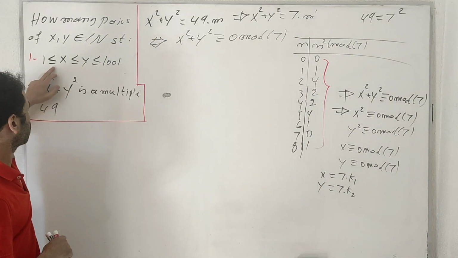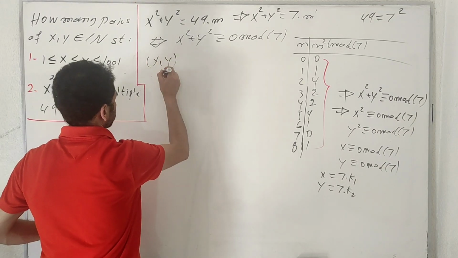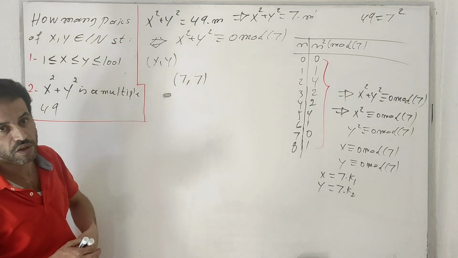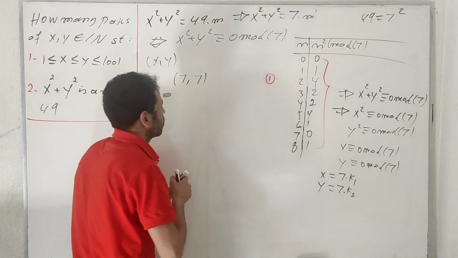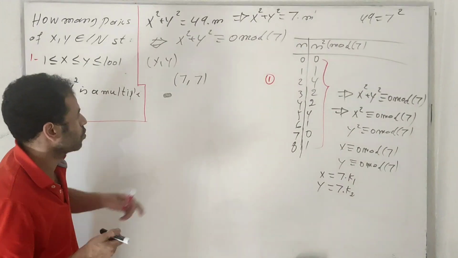Since we have x inferior to y, x and y is a pair of the solution. So we have 7 and 7 as the pair of the solution. That's this one. This is column number 1. For the second, this is the first possibility, if you have only one column.